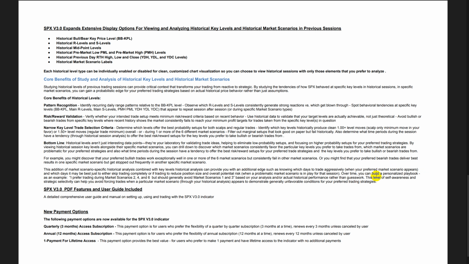So over time, this can help you build a personalized playbook. As an example, I prefer trading during market scenarios 2, 4, and 6, but should generally avoid market scenarios 1 and 3 based on your analysis and/or actual historical performance rather than guesswork. So this level of self-awareness and strategic selectivity can help you avoid forcing trades when a particular market scenario, through your historical analysis and study, appears to demonstrate generally unfavorable conditions for your preferred trading strategies.